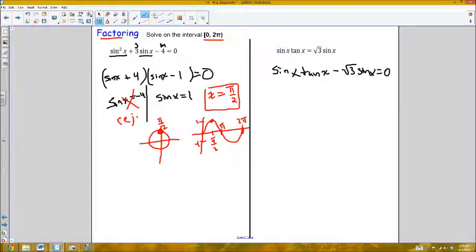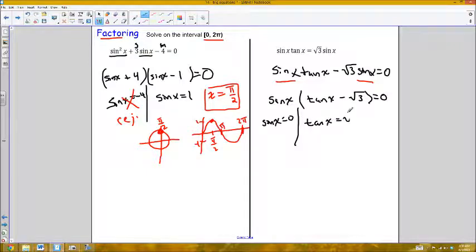Now notice, the first thing you should check for when you're factoring is a greatest common factor, which in this case is sine. So I'm going to factor out that common factor of sine of x, and I'm going to be left with tan of x minus the square root of 3 is equal to 0. So that either means that sine of x is equal to 0, or tan of x is equal to the square root of 3.